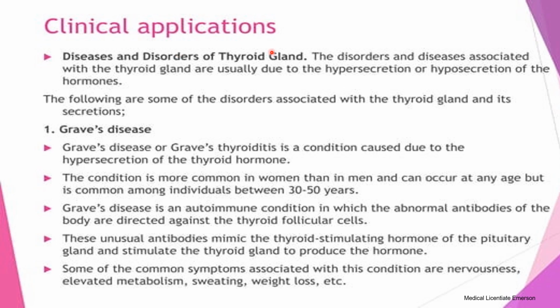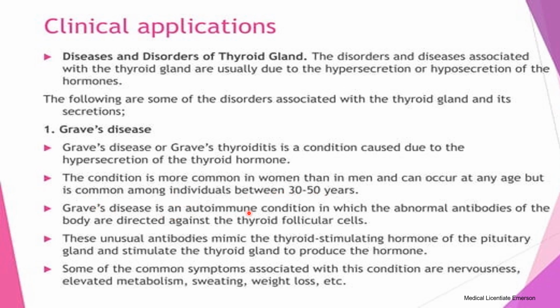So in terms of clinical application or diseases that are associated with the thyroid gland, the disorders and diseases of the thyroid gland are usually due to hypersecretion or hyposecretion of the hormones. The following are some of the disorders associated with the thyroid gland and these secretions. Number one, we have what we call Graves' disease. Graves' disease or Graves' thyroiditis is a condition caused by hypersecretion of the thyroid hormone. This condition is more common in women than in men and can occur at any age, but is common among individuals between 30 to 50 years.